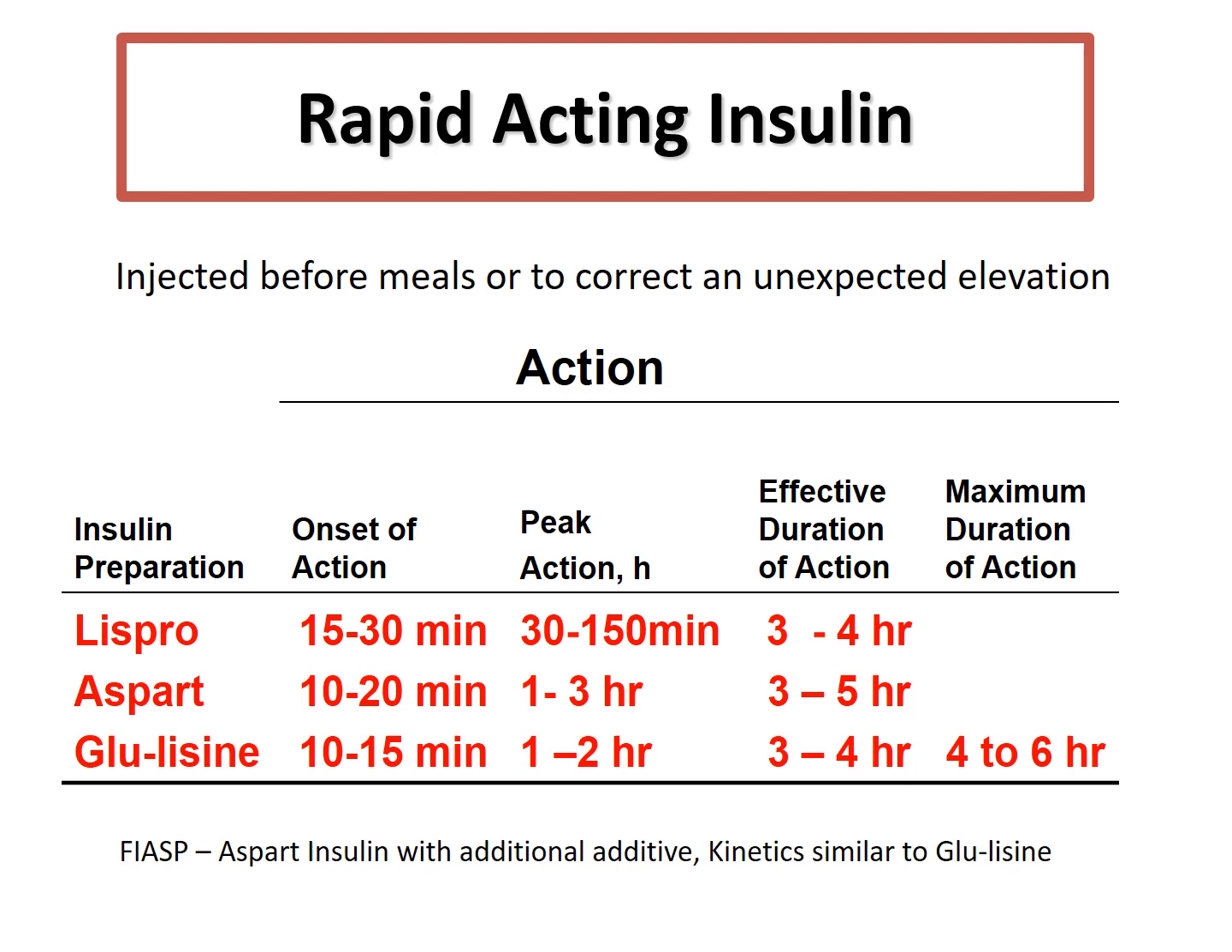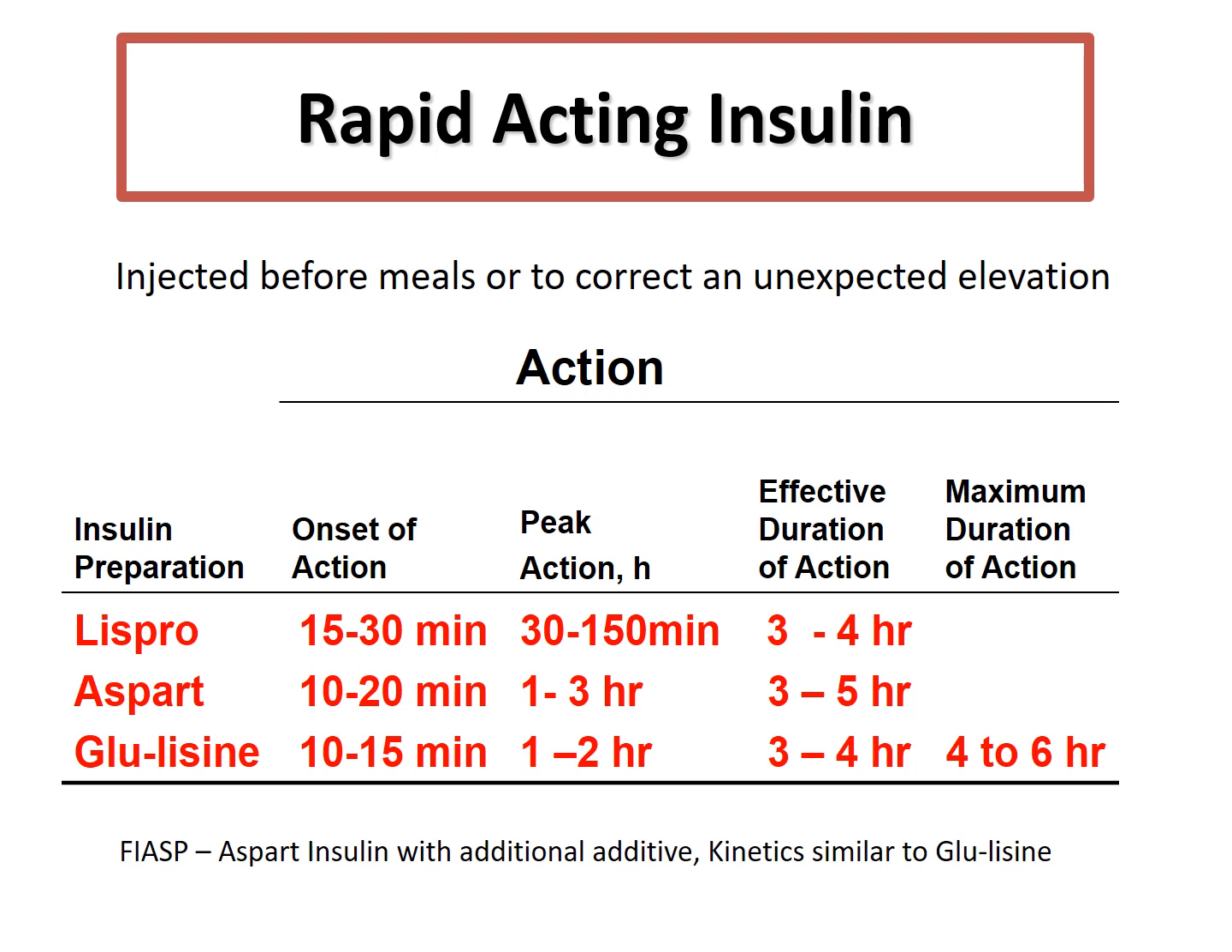Rapid-acting insulins are injected before meals or to correct an unexpected elevation of blood glucose. Again, the four on the market are Lispro, Aspart, Glulisine, and Fiasp. Fiasp is interesting. It's Aspart insulin, but they've added some additional additives to it, which make it a little bit faster. In fact, Fiasp is probably the fastest acting insulin on the market right now.